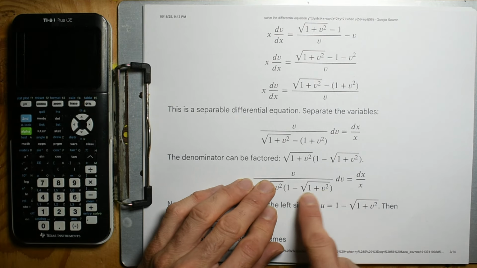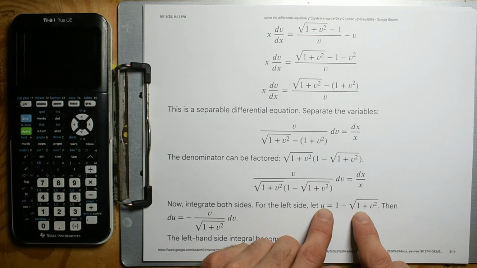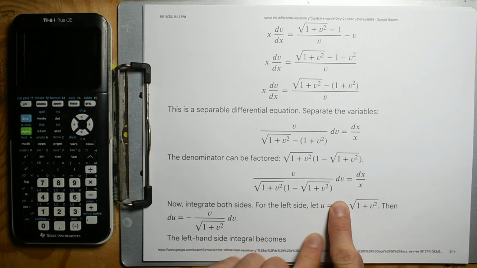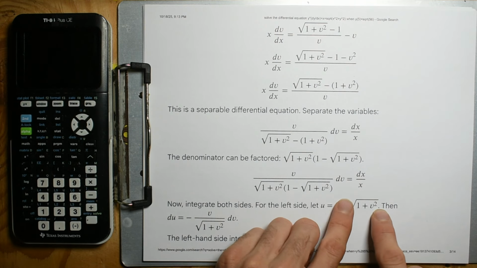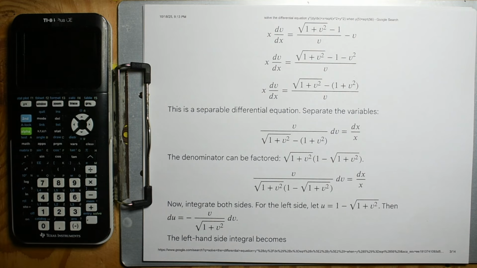So we're letting u equal this. And then du is going to be the derivative of this. So this is going to go away. So du is just the derivative of this. How do we do the derivative of kind of any function?